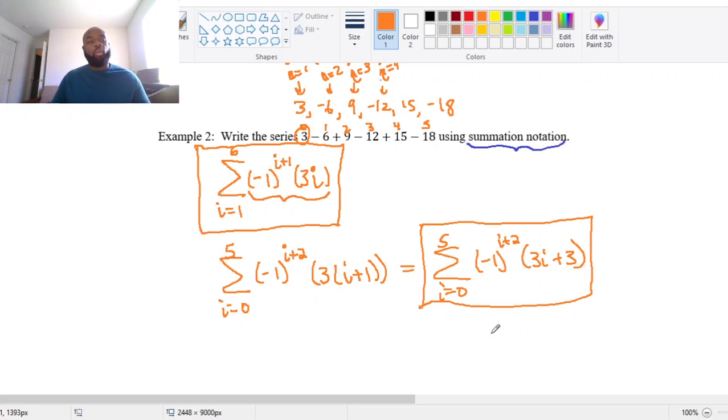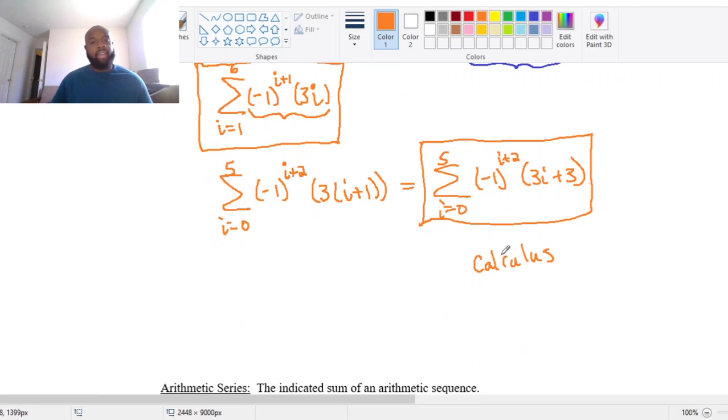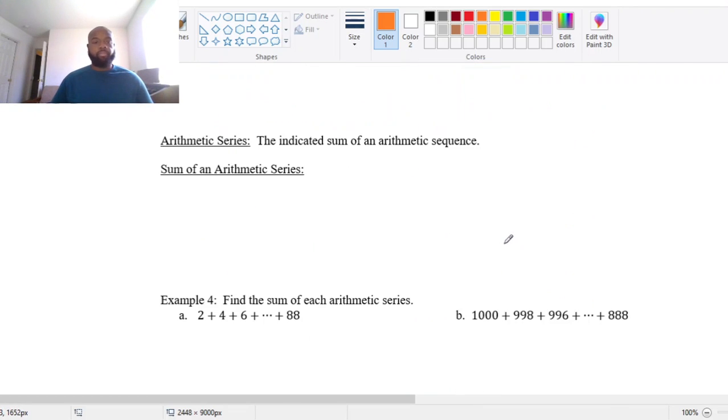And I know when we dealt with sequences, I said, oh, you'll do this a lot in calculus 2. There is a case in calculus 1 where we will look at series in this summation notation. And it has to do with what we call integrals. And we'll see that in calculus 1. All right. And so with arithmetic sequences, a series is basically the indicated sum of an arithmetic sequence, right?